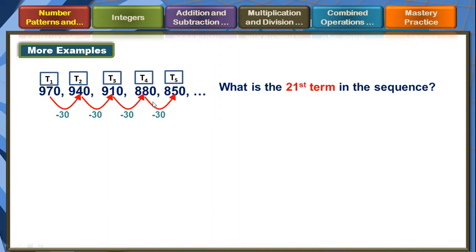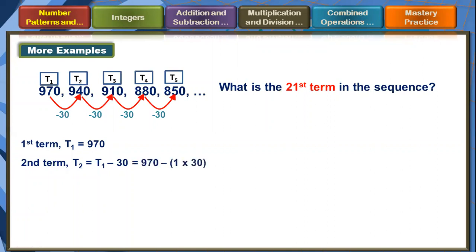So it's a lot of work. We're going to list it down manually. So we will find the number pattern, the formula to use to find this term. So first term again, T sub 1 equals 970. Second term, T sub 2 equals T sub 1 minus 30. So that's 970 minus 1 times 30 because we just subtracted 30 here, 30 here. So the third term, we have T sub 3 equals T sub 2 minus 30, which is equal to 970 minus 30 minus 30.